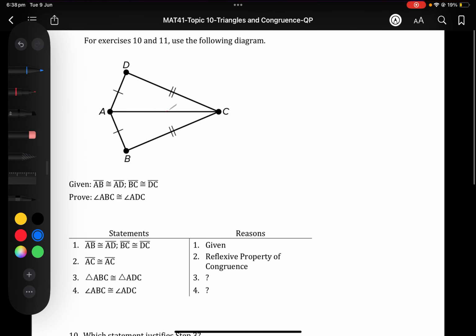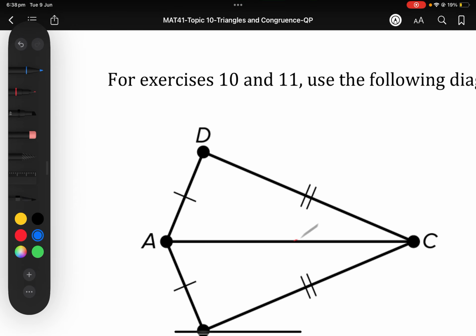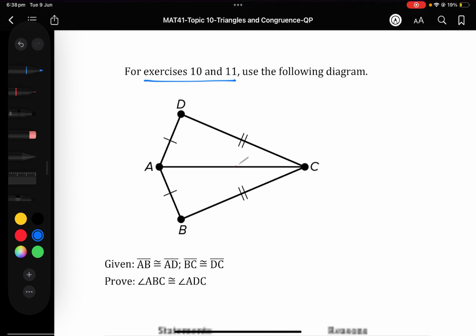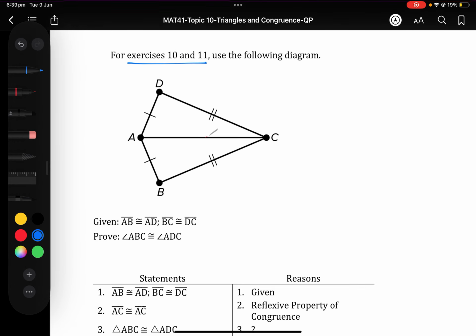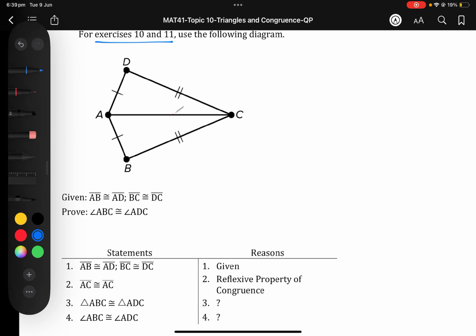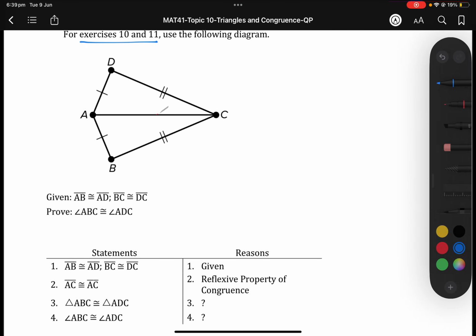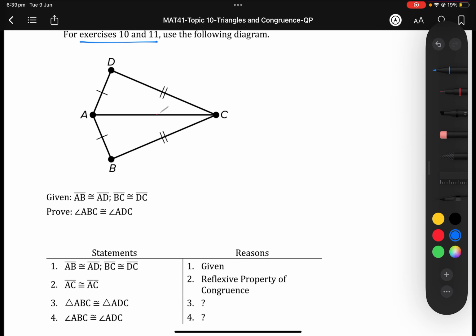Now, the question that is given here is for exercises 10 and 11. So this is exercise 10 that is given here, and on the next page you have exercise 11. Use the following diagram, okay? And then it is said that it is already given to me. What is the piece of information that is given to me?